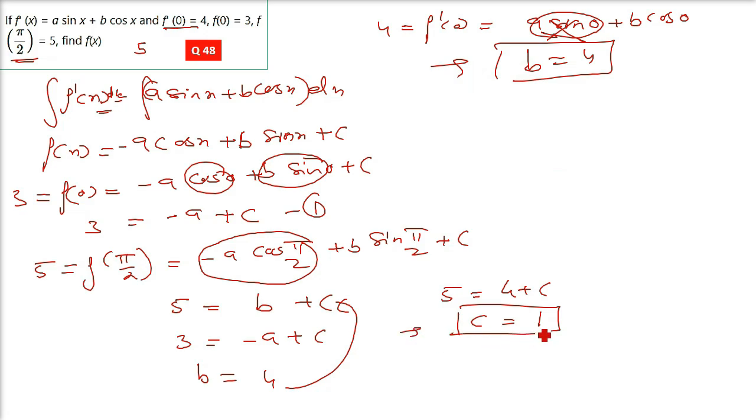One more thing is remaining. Now let us use this equation. 3 equals negative a plus 1. Negative a is equal to 2. A equals negative 2. So now a, b, c are known to us.